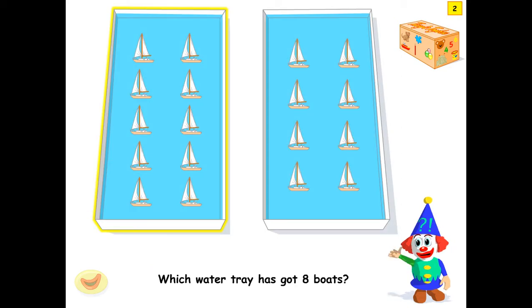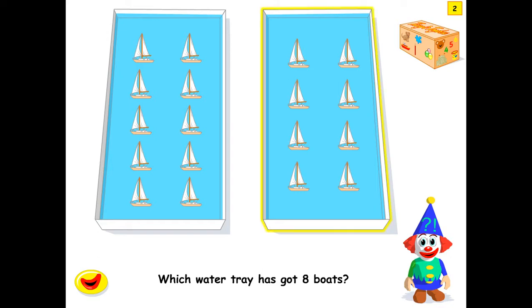Which water tray has got 8 boats? You know this one? 1, 2, 3, 4, 5, 6, 7, 8. Now these are the 8 boats in a tray. Alright, it is used for counting purposes.